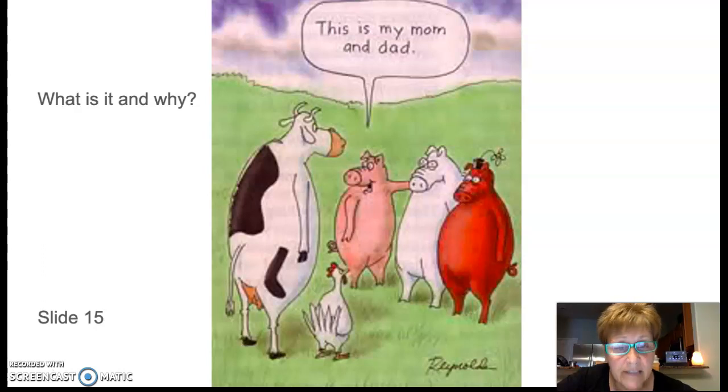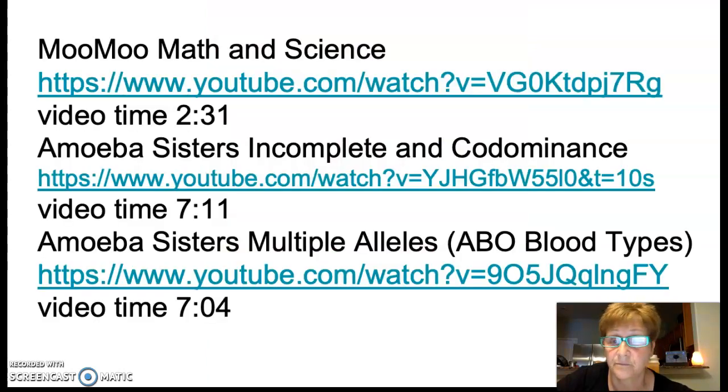This is my mom and dad. So we have the pink pig who has a mom and dad. I guess dad is white and mom, because she has a flower in her head, is red. So what do you think that is? Is that incomplete dominance or dominance? And why? What do you see?